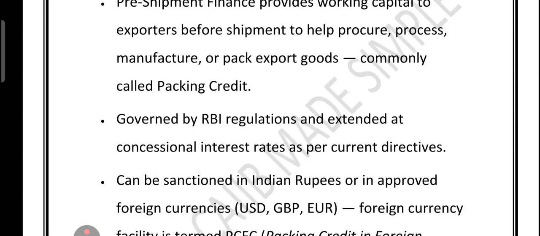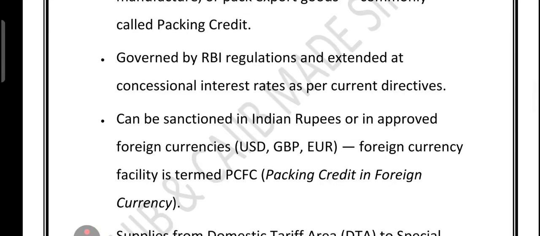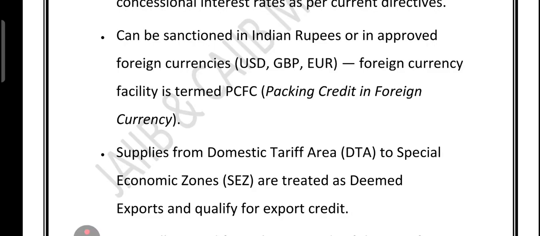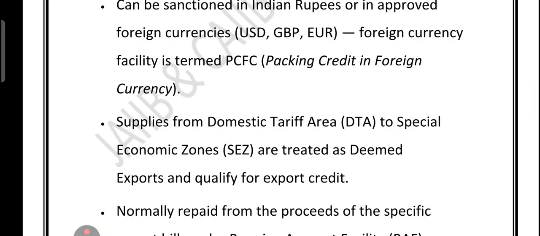This type of finance is controlled by RBI rules and usually comes with a lower interest rate than a normal business loan. The exporter can get this loan either in Indian rupees or in a big global currency like dollar, Great Britain pound or euro, right? Which big global currencies we have already talked about, right? When it is given in foreign currency, it is called PCFC, or packing credit in foreign currency.